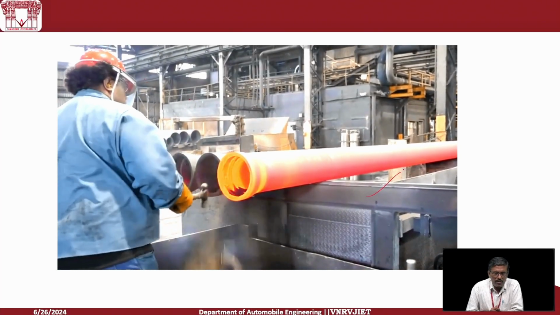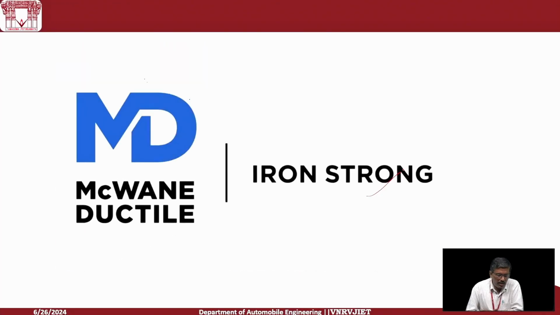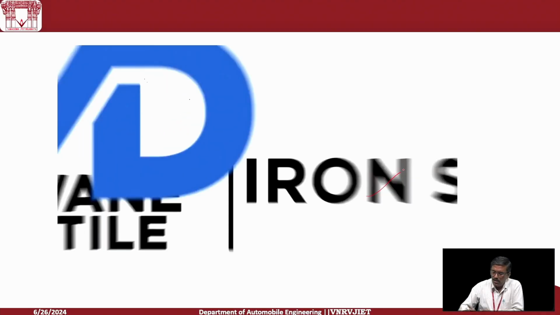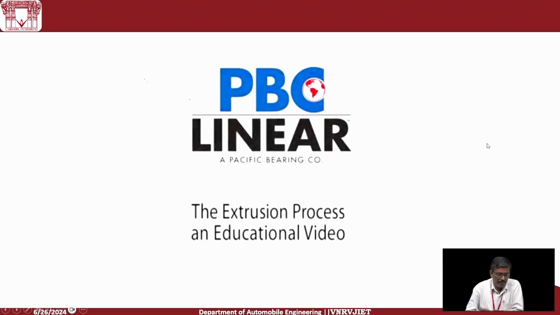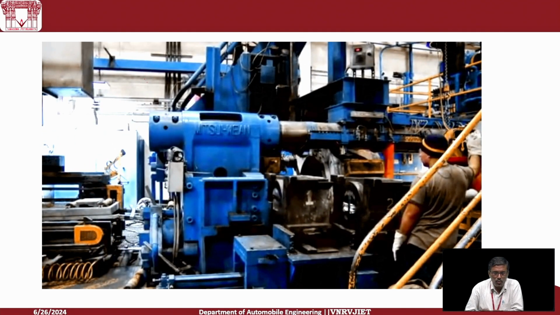After any casting process, some of the fluxes will be there, and those we need to remove. So this is one process we call the casting process. Next, this is related to metal forming processes, that is, the extrusion process.